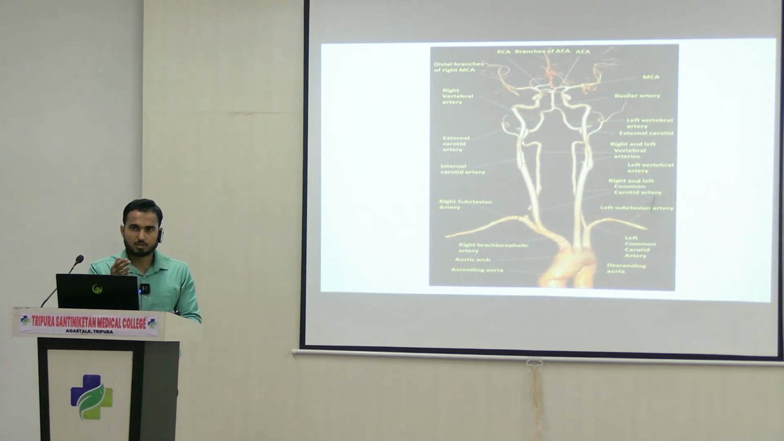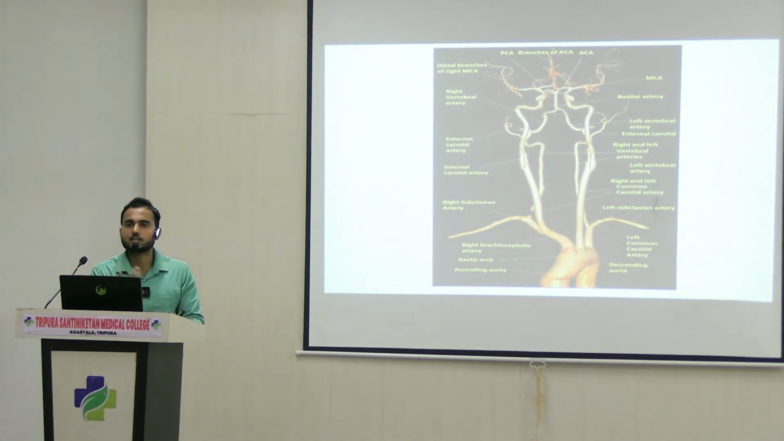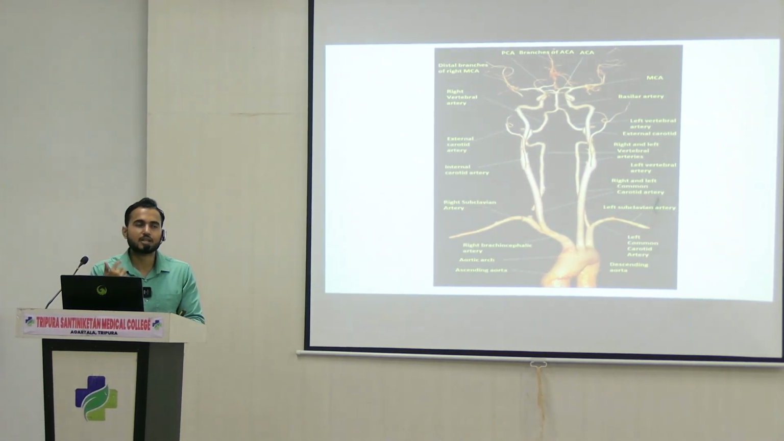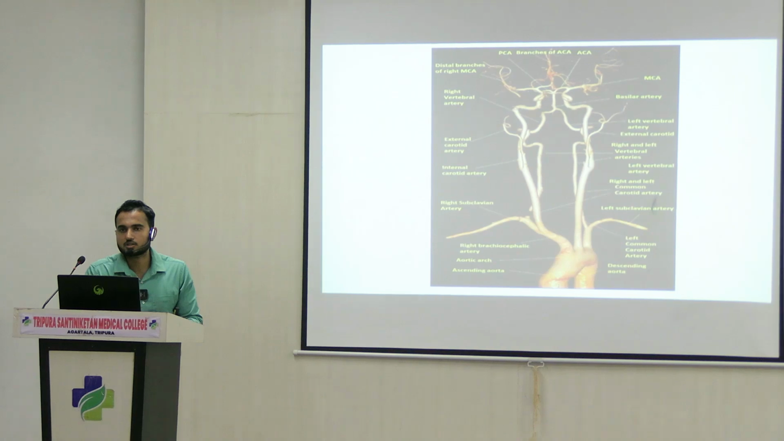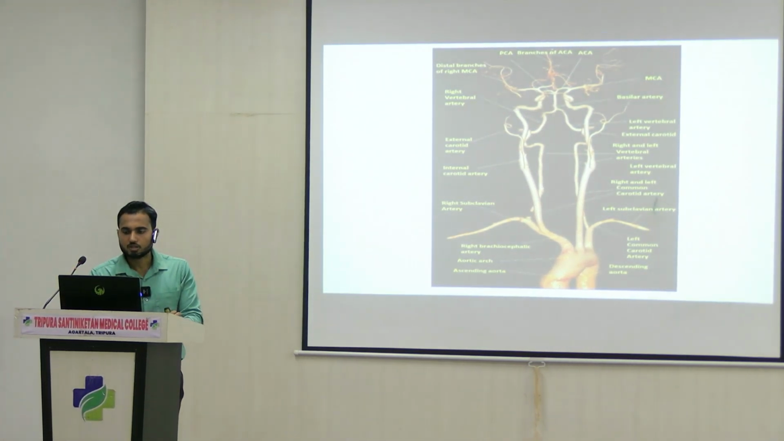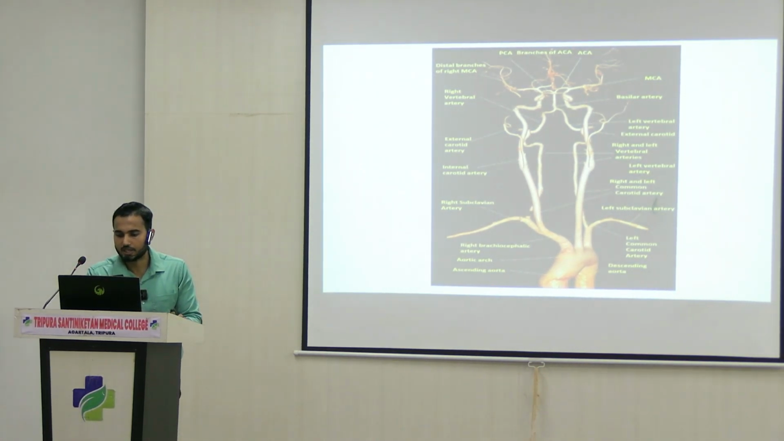This is a capability of the software, that it can remove all the other structures associated with it, so that you can see only the blood vessels and the branches. It is easy for the radiologist to do the diagnosis. So this is a beautiful 3D image of a carotid angiogram, showing almost all the branches.